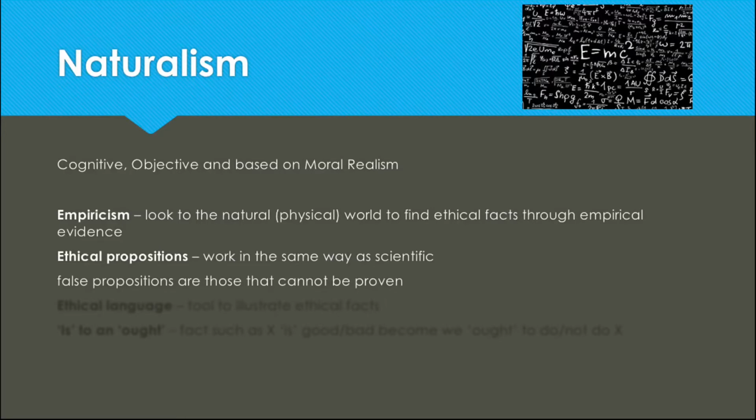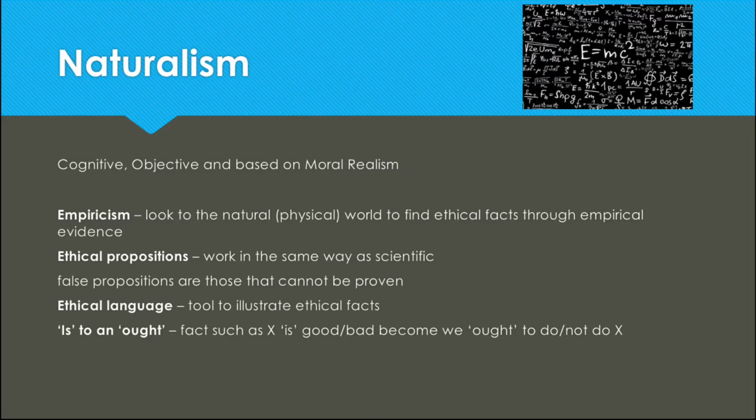Also, there are false propositions where they can't be proven. So, for example, God is good. That's not in the natural physical world, therefore it's a false proposition. And ethical language is a tool used to illustrate the ethical facts we've found. And then in terms of actually applying the ethical facts, you move from an is to an ought. So a fact such as X is good or bad becomes we ought to do or not do X.